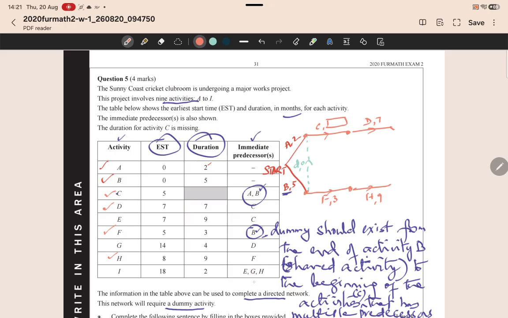Now E, G and H are the predecessors for I. So clearly I takes off from H. But they say that E, G, so where does E take off from? C. And so we can draw that as an E. And E is 9. And G takes off from D.